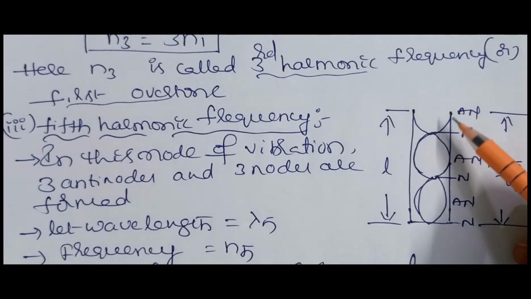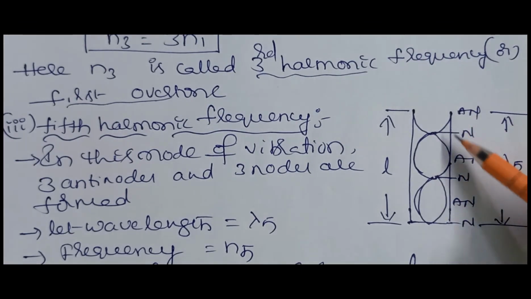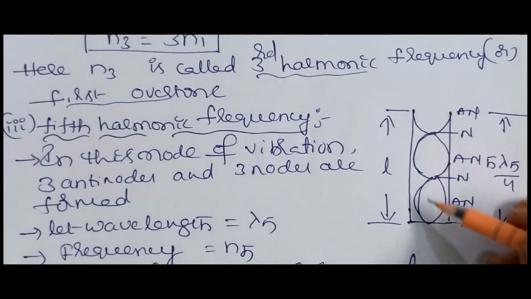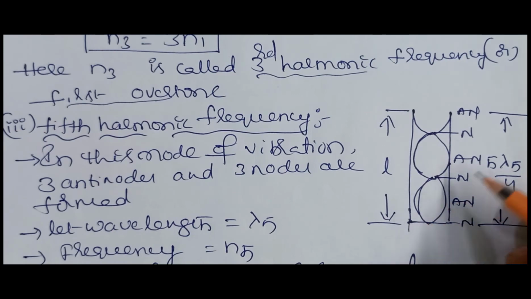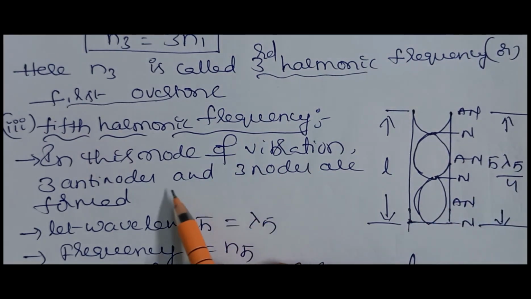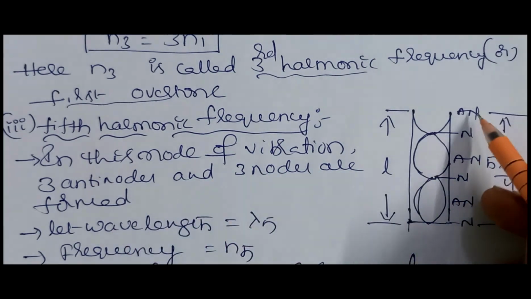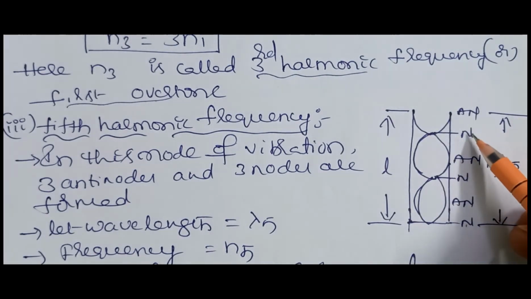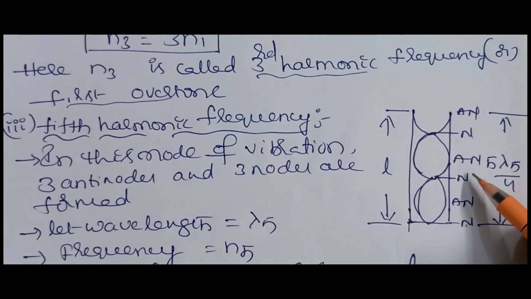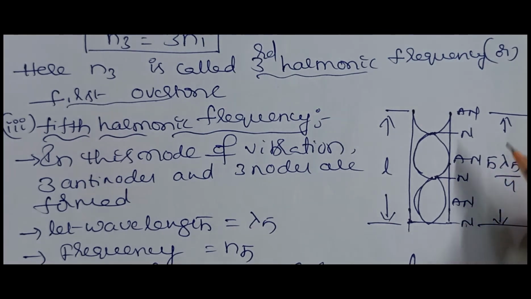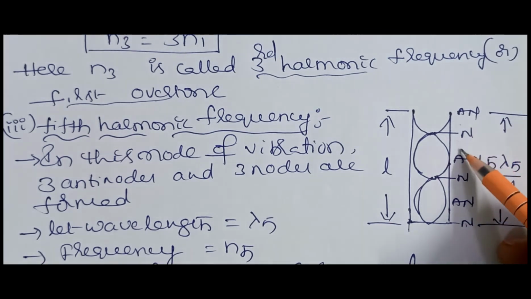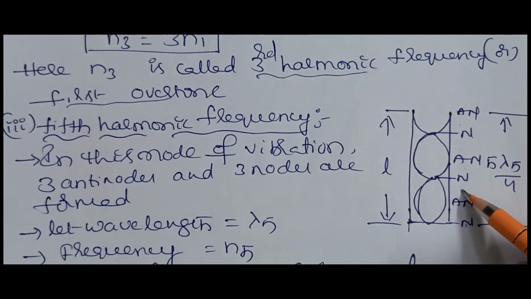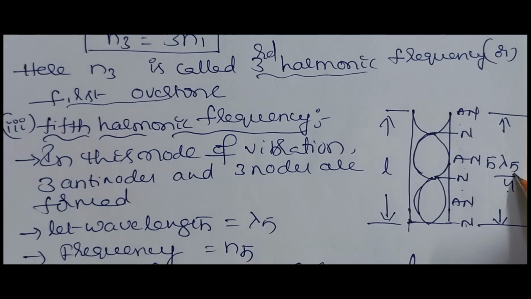Students, again the length of the air column in the pipe is increased. So now in this mode of vibration, 3 antinodes and 3 nodes are formed. Antinode, node, first to top. Antinode after node, node after antinode, node, antinode, node. Here to here, lambda by 4, lambda by 4, lambda by 4, lambda by 4, 5 times. That is why 5 lambda by 4. So this wavelength is taken as lambda 5.